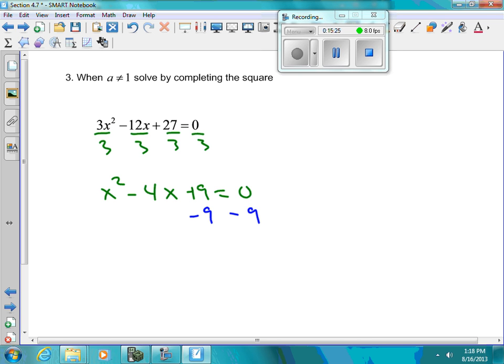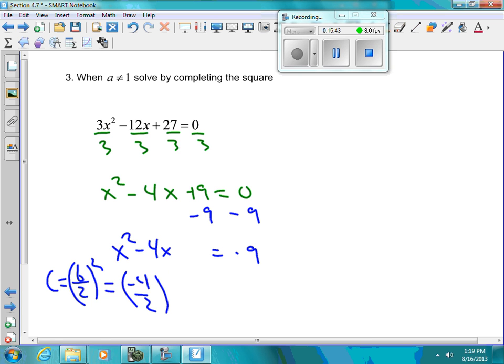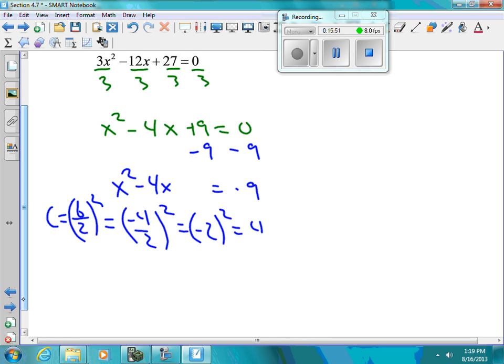So we still have to go through the whole process of moving c over. So now we're going to add (b over 2) squared to both sides, create a new c value. b is negative 4. So negative 4 over 2, squared, is negative 2 squared, which is 4. So we're going to add 4 to both sides.